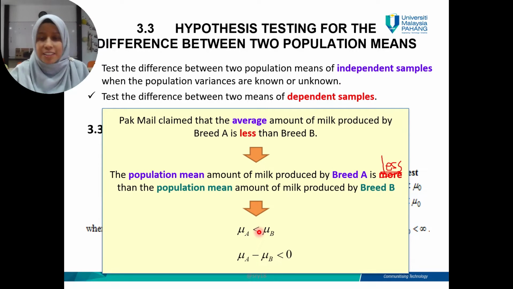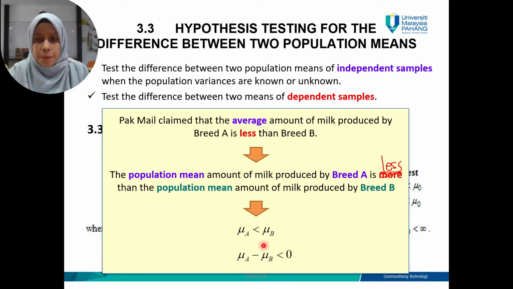When you move it over, it becomes negative. Then on the right-hand side, you will have 0, because there's nothing on the right-hand side after you move mu B to the left. So the right-hand side will automatically be 0. This is the statistical statement, the statistical notation to represent Pak Mail's claim that the average amount of milk produced by breed A is less than breed B. So the statistical notation is mu A minus mu B is less than 0. It's the same thing, correct or not?